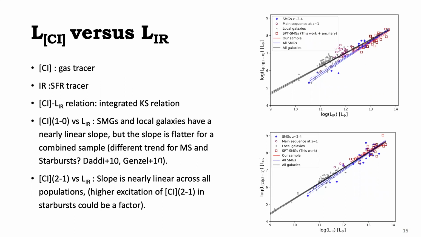Now, if we compare the properties of C1, which is an extended gas tracer, to IR, which is more of an SFR tracer, we can get this integrated Kennicutt-Schmidt relation. In the top panel, we compare the C1 1-0 transition against the IR luminosity for our sample, along with a sample of SMGs, main sequence galaxies, and local galaxies. What we see is the relation is linear for both the samples, for the main sequence and local galaxies, as well as for our SMGs. But in the gray line, what we see is if we try and combine the relation for all the galaxies, we flatten the relation. This could be due to the fact that the two different samples have two different trends and we're combining them. But this is in short. We don't see this sort of effect for the C1 2-1 versus the IR, but this could possibly be due to the higher excitation of C1 2-1.